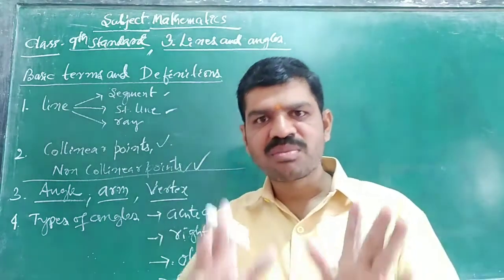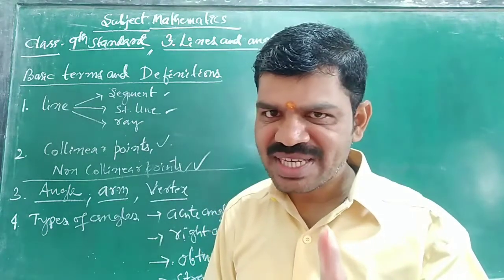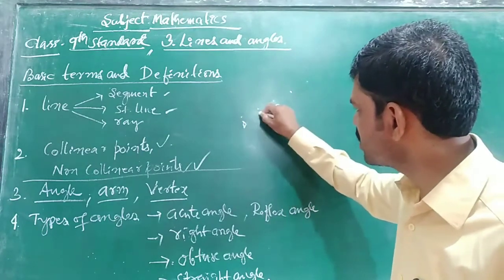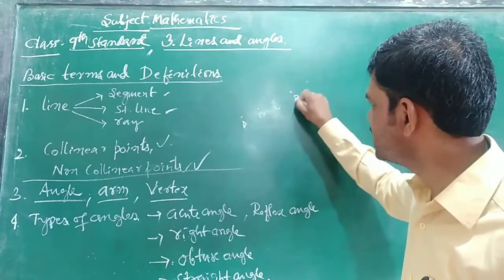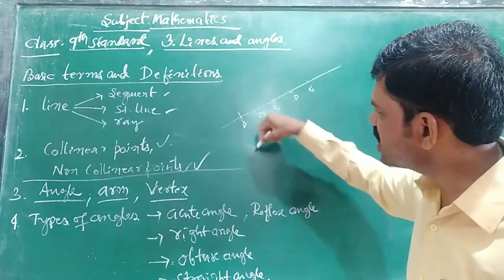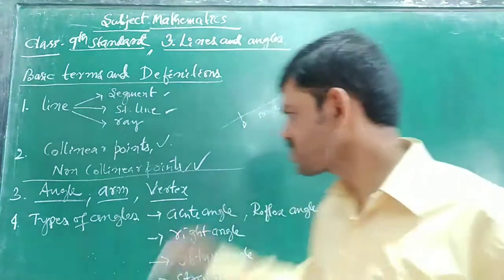Non-collinear points are the points which are not there in the same straight line. Okay, 1, 2, 3, 4, 5. So these are the 5 points A, B, C, D, E which are there in the same straight line. So these A, B, C, D points are collinear points.